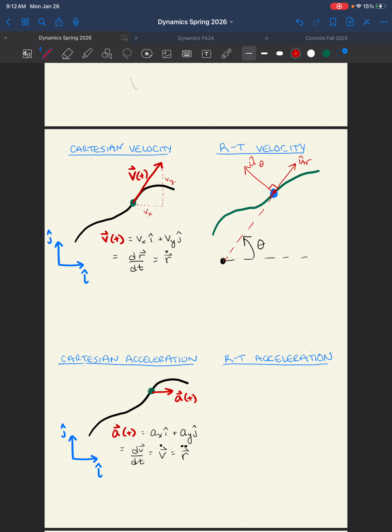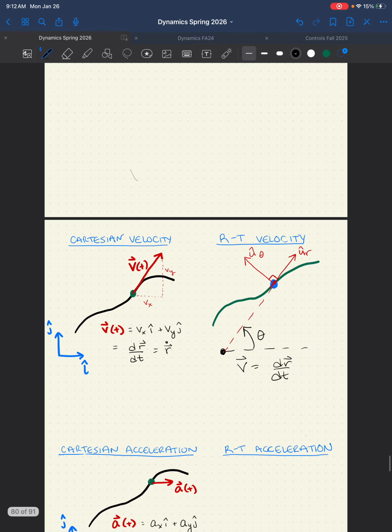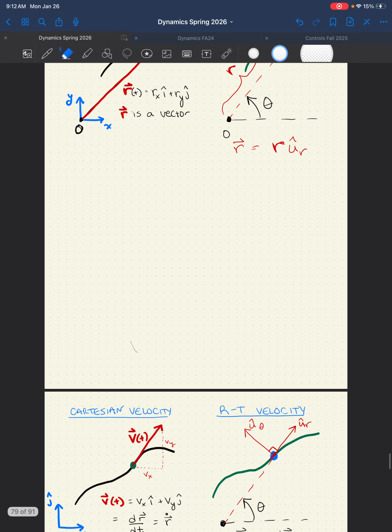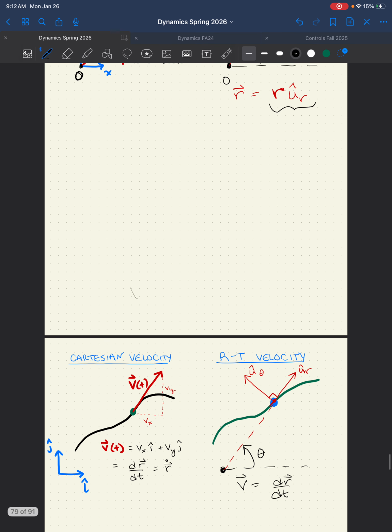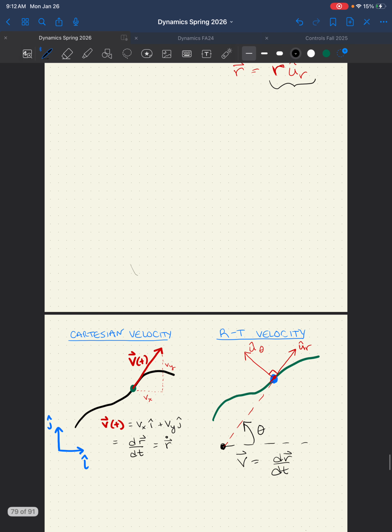U hat theta. Okay. Now, we've talked before about how it is absolutely valid that for all of these coordinate systems, velocity is going to be equal to basically the time derivative of our r vector. Okay. However, what gets gross is the fact that we defined our r vector up here in terms of a unit vector that in and of itself changes through time.